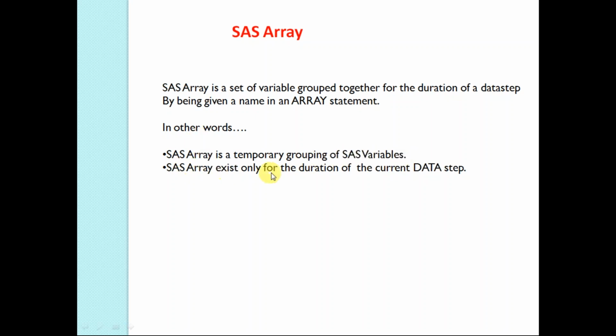And a SAS array exists only for the duration of the data step. The array you create will exist only when you run that data step. Inside a data step we create an array, and that array exists only during the execution of that data step. Once the execution is done, the array will be deleted. We'll see examples, then you'll understand.